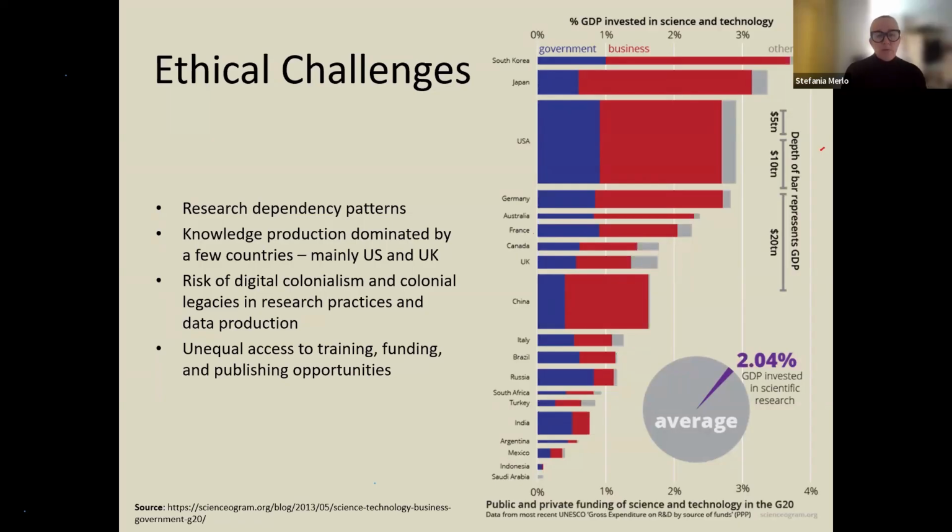If we don't do this, we run the risk of what is increasingly being called digital colonialism, or colonial legacies of research practices and data production. This is a really, really big problem, and that's why we feel very, very strongly that starting to tackle all the challenges we talked about, and in particular, making sure that the new generation of archaeologists is very up to date with applying spatial analysis and geospatial data, is very important.